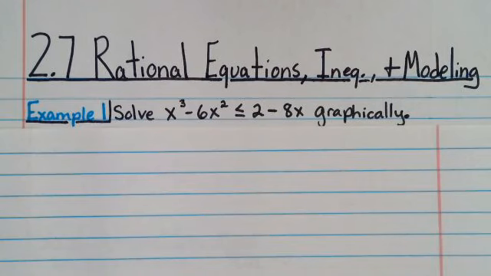So before we do a rational equation or a rational inequality, let's see if we can solve this polynomial inequality, because we haven't really had much practice with inequalities at all yet. So rather than start with something very new, let's do something that's maybe a little bit more familiar. So we're going to start off with this example 1. It says we're going to solve x cubed minus 6x squared is less than or equal to 2 minus 8x.